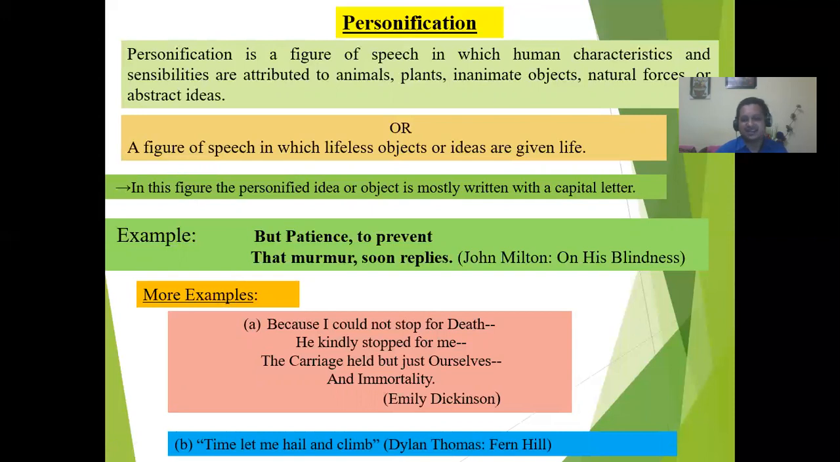Time let me hail and climb, taken from Fern Hill, written by Dylan Thomas. Here, time actually is personified. Time allows the poet to hail and climb. So time is given human sensibilities. Time is given life. Time is acting as a human being here.